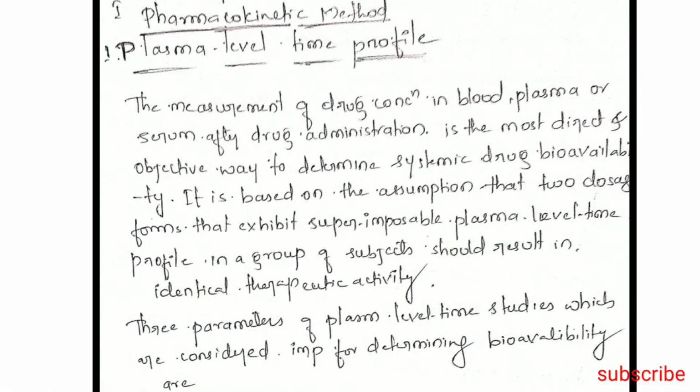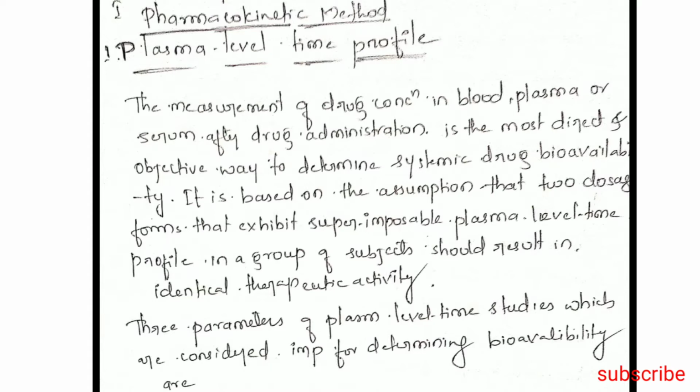In pharmacokinetic method, first point, plasma level time profile. The measurement of drug concentration in blood plasma or serum after drug administration is the most direct and objective way to determine systemic drug bioavailability. It is based on the assumption that two dosage forms that exhibit superimposable plasma level time profile in a group of subjects should result in identical therapeutic activity.